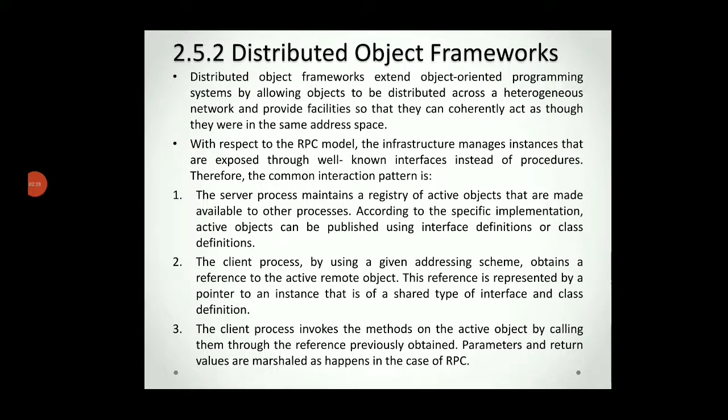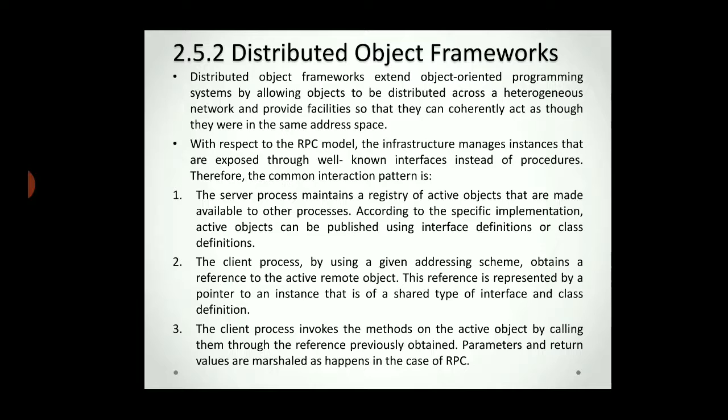Next, we have distributed object frameworks. Distributed object frameworks extend object-oriented programming systems by allowing objects to be distributed across a heterogeneous network and provide facilities so that they can coherently act as though they were in the same address space. Distributed object frameworks leverage the basic mechanism introduced in RPC and extend it to enable the remote invocation of object methods and keep track of references to the objects made available through network connection.